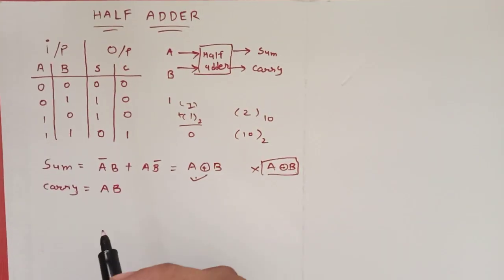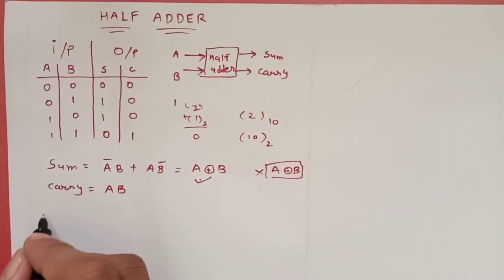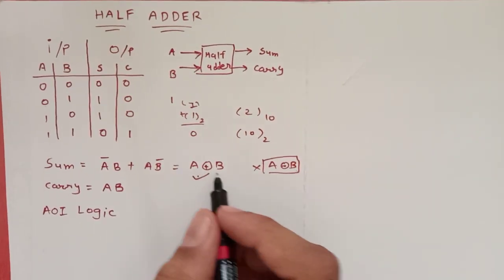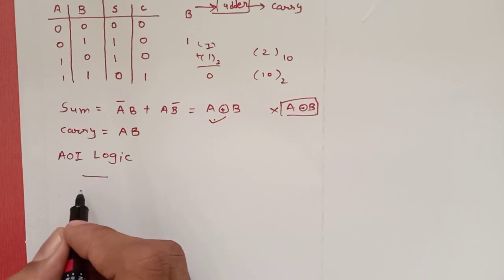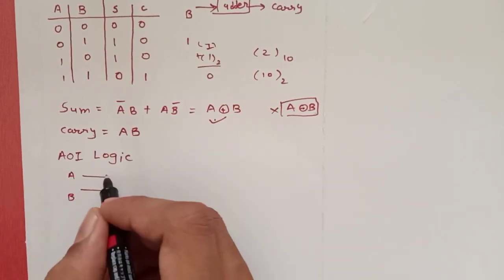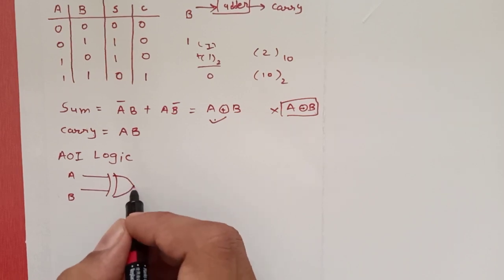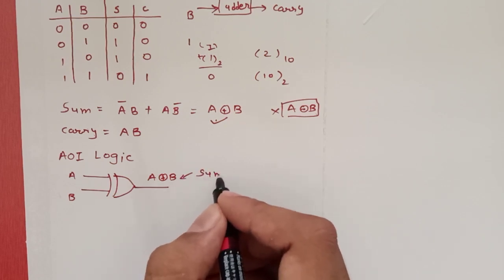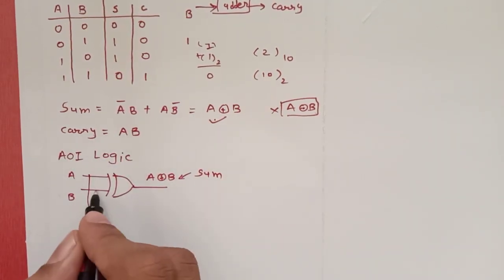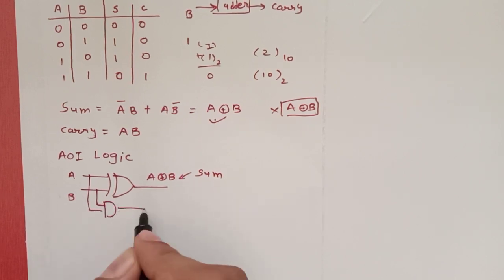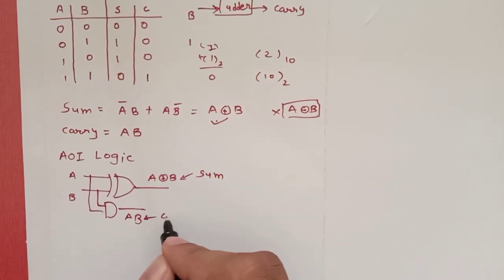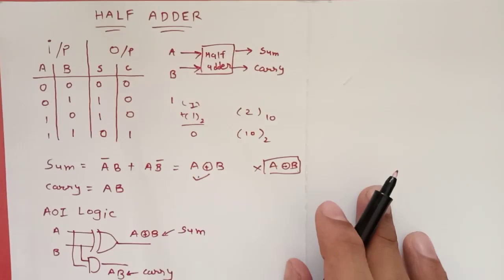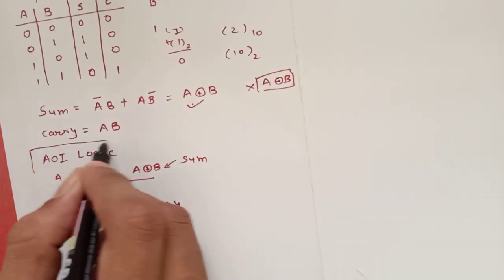Now implement it in AOI logic. For AOI logic we get sum as A XOR B, so this is A and this is B, with the symbol of XOR, and this is sum. Now for A and B in multiplication, A into B, this is carry. This is the representation of the half adder in AOI logic.